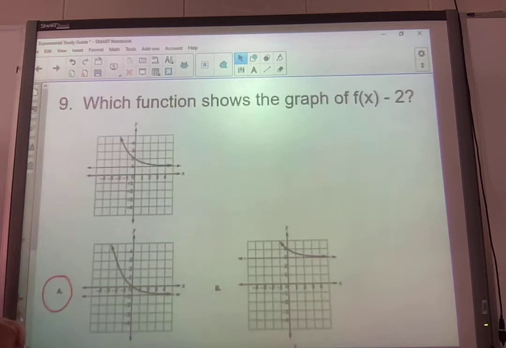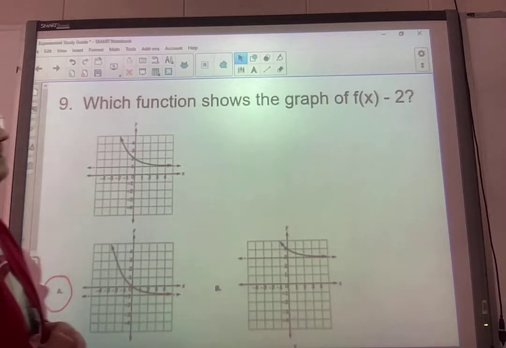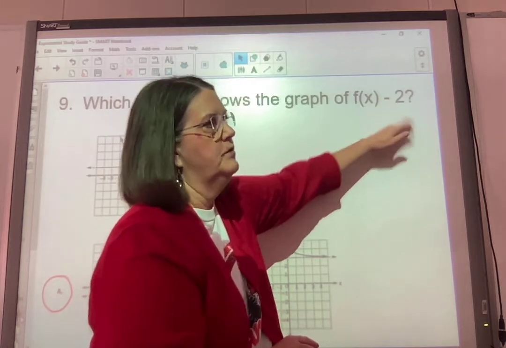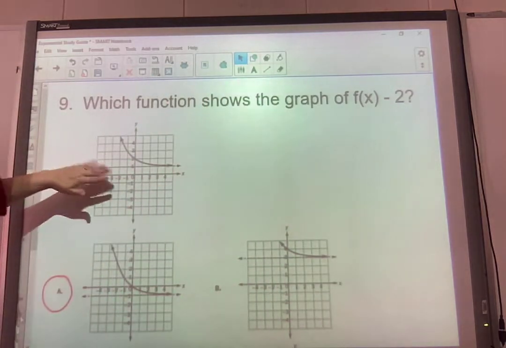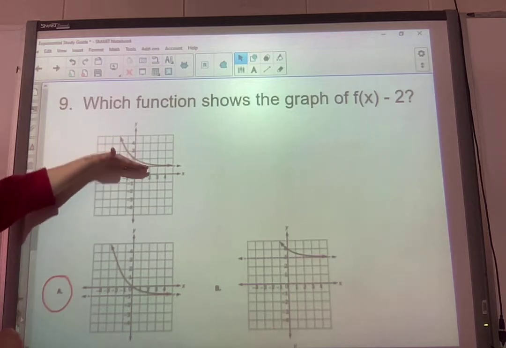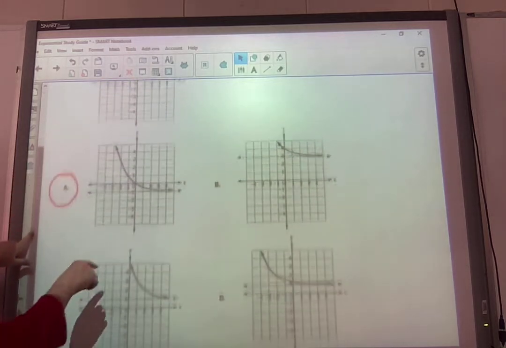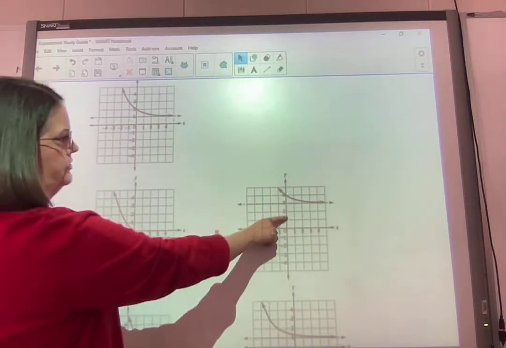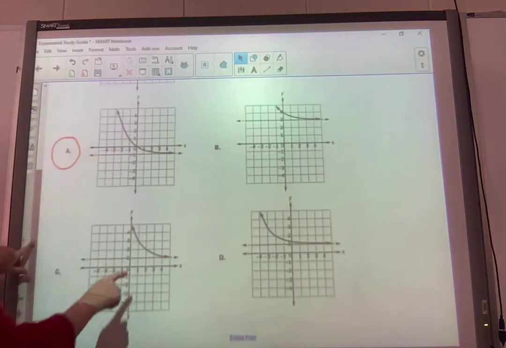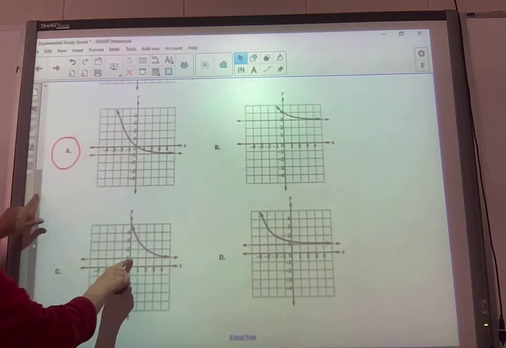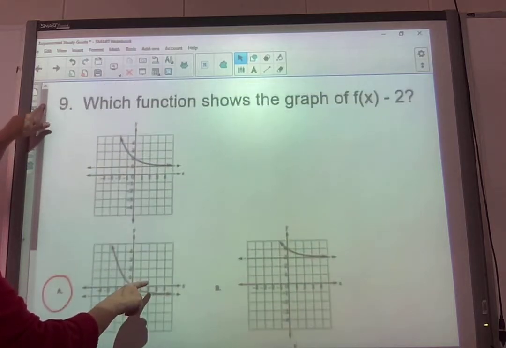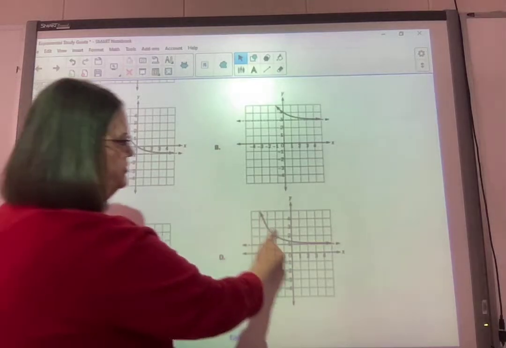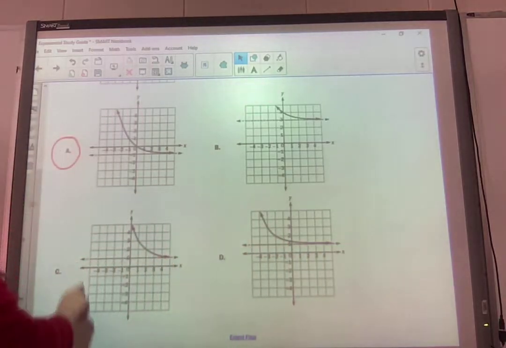Which function shows the graph of f of x minus 2? This means that you are translating down 2. I just took my asymptote, which is right here at 1, and went down 2. Which one is going down 2? It's this very first one. This one, if you look at it, is going up 2. This one is staying the same. It's a vertical stretch, and this one's a shrink. If you notice, the asymptote's not moving.